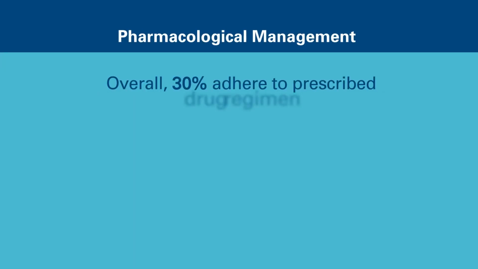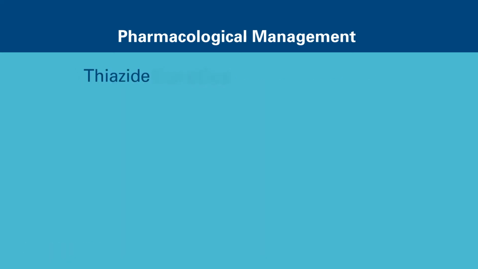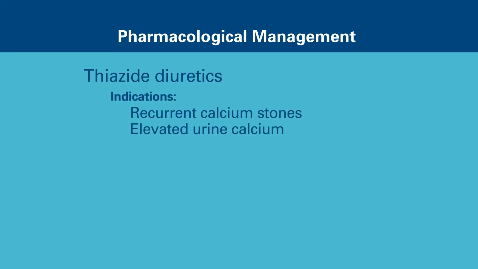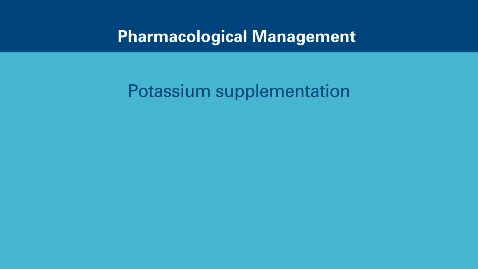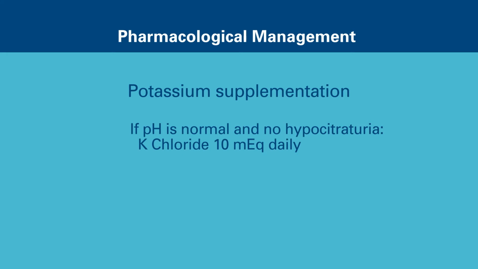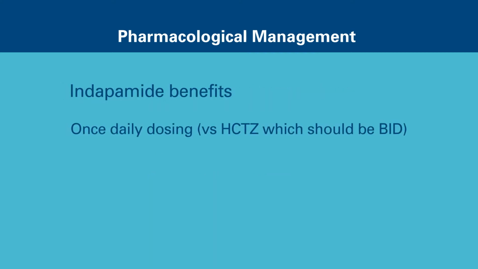So pharmacologic management can reduce recurrences, however, compliance is usually suboptimal. Thiazide diuretics are indicated with recurrent calcium stones and hypercalciuria. They do have some adverse effects to watch out for, such as hypokalemia, hyperglycemia, so periodic blood work should be checked. You may also see hypocitraturia. The potassium decrease can be significant, so I typically will place patients on either potassium chloride or potassium citrate, depending on their 24-hour urine. Indapamide is beneficial as it is dosed daily compared to hydrochlorothiazide, which should really be twice a day for kidney stone formers.